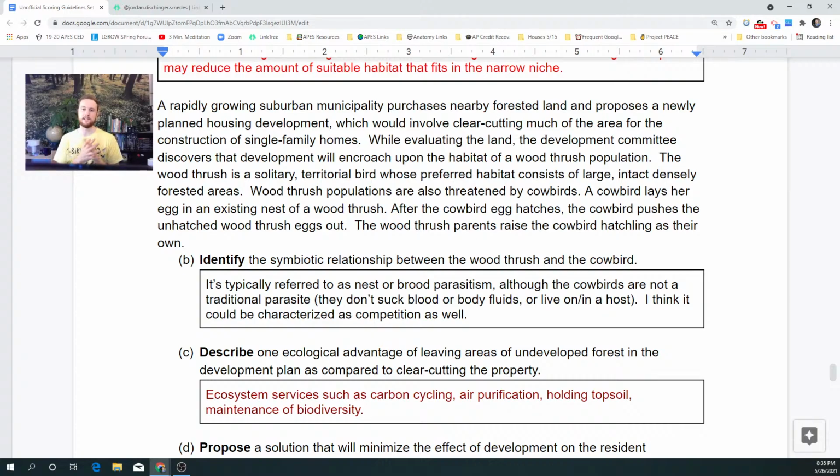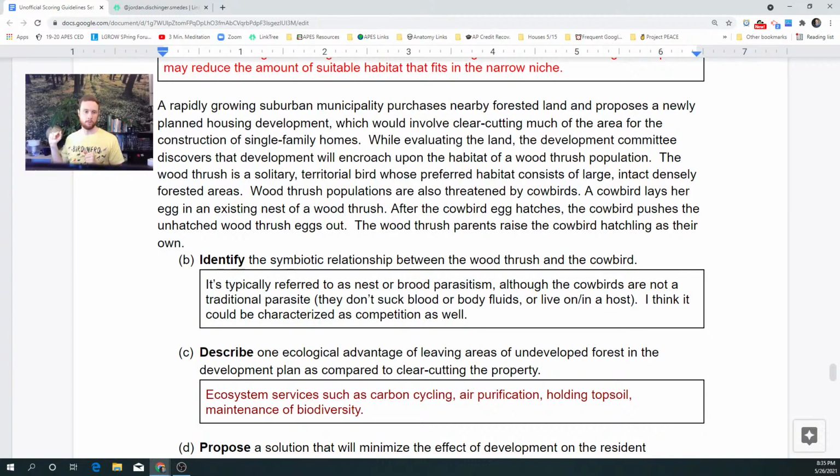Cowbirds lay her egg in an existing nest of a wood thrush. After the cowbird egg hatches, the cowbird pushes the unhatched wood thrush egg out. The wood thrush parent raises the cowbird hatchling as their own. If you've never heard of this, it's called brood parasitism. And it is nasty. Look it up on YouTube.